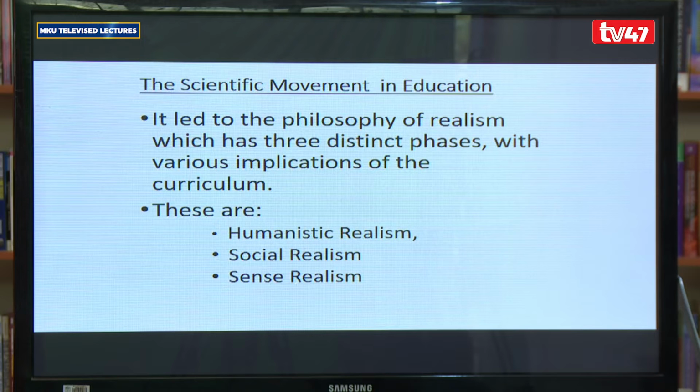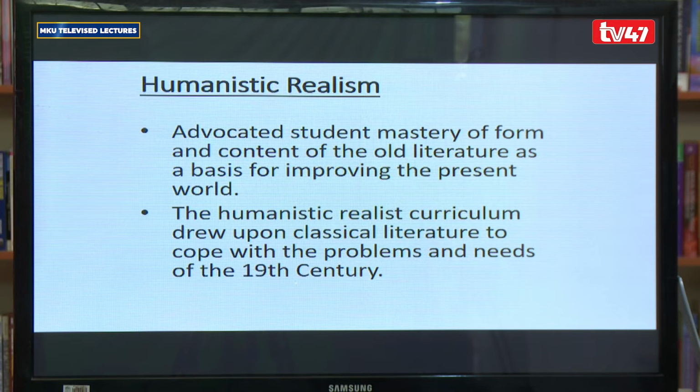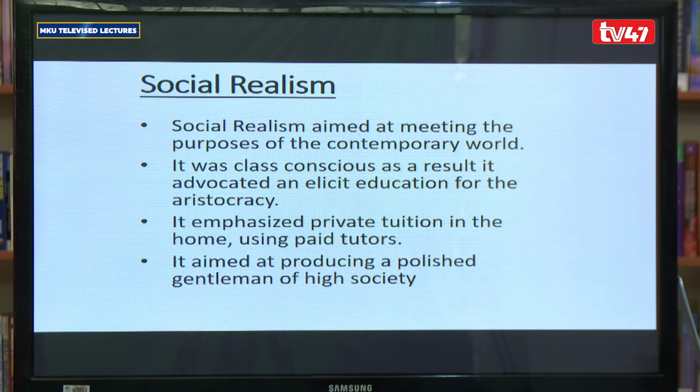From there, we move on to the scientific movement in education. It led to the philosophy of realism, which has three distinctive phases with various implications to the curriculum. There is the humanistic realism, there is the social realism, and there is the sense realism. The humanistic realism advocated that student mastery of form and content of the old literature should be a basis for improving the present world. They also drew upon classical literature to cope with the problems and the needs of the 19th century. The social realism, on the other hand, aimed at meeting the purpose of the contemporary world.